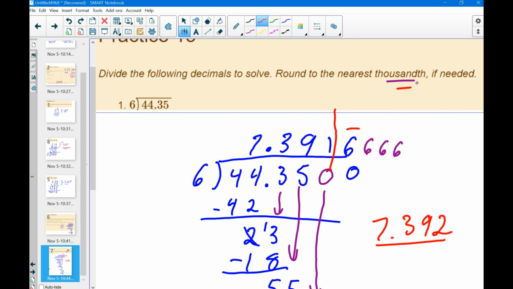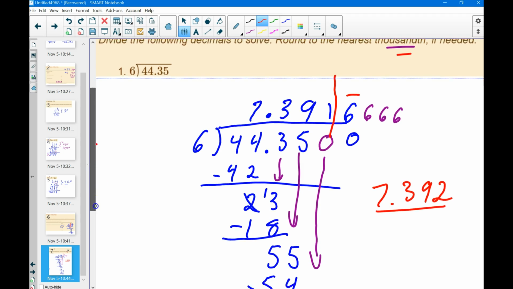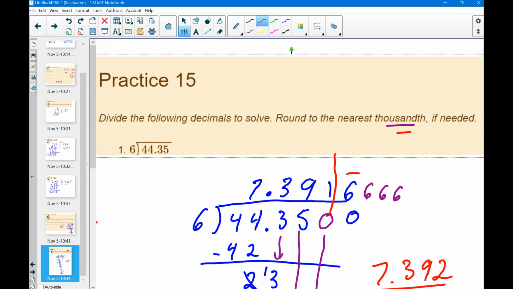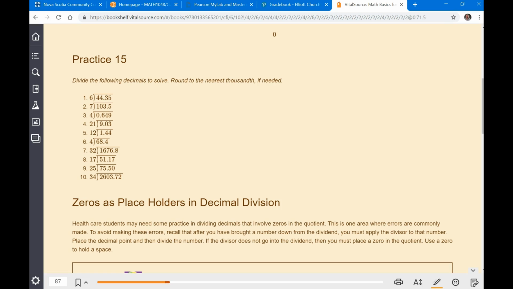Fun stuff, hey? I know we all love long division. Let's try another one. Let's try this one.